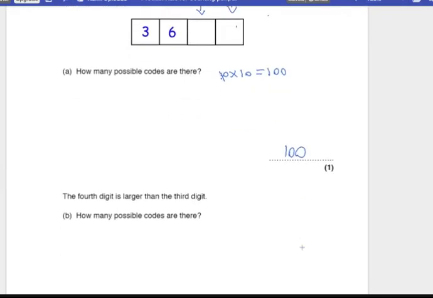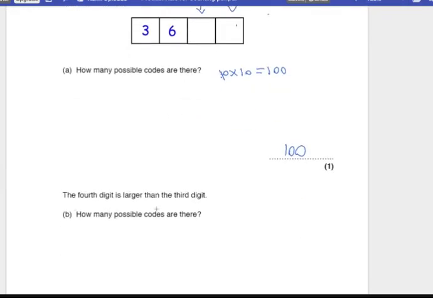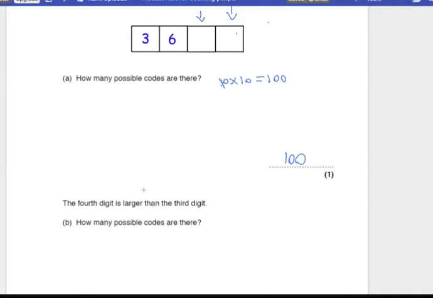Okay. The next one says the fourth digit is larger than the third digit. How many possible codes are there? So it's the question down here. Could it be 10 times 9? Say that again, sorry. 10 times 9.